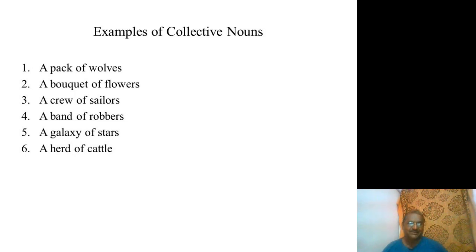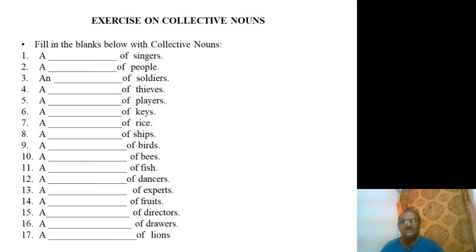Herd of cattle. I have seen a herd of cattle on my way to Hyderabad. A herd of cattle. Herd means a group that is referred to. Cattle, maybe two cattle, three cattle, or a lot of cattle might be there in that group, and that group is said to be a herd of cattle.